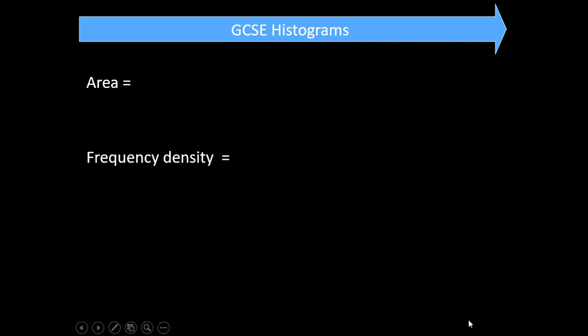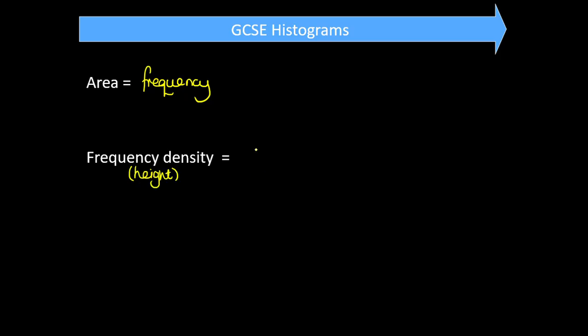So in this video, I'm going to do some problem solving questions with you with histograms. The first thing we need to quickly recap is the two key formulas. If you want to know where these come from, please watch my other video. Area, if you remember, on a histogram represents the frequency. How many are in that group?